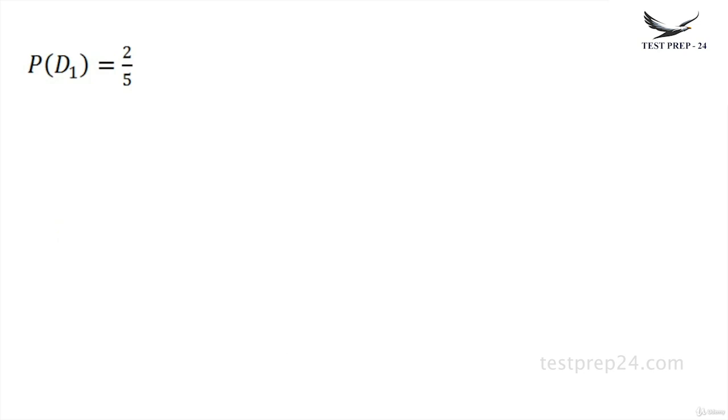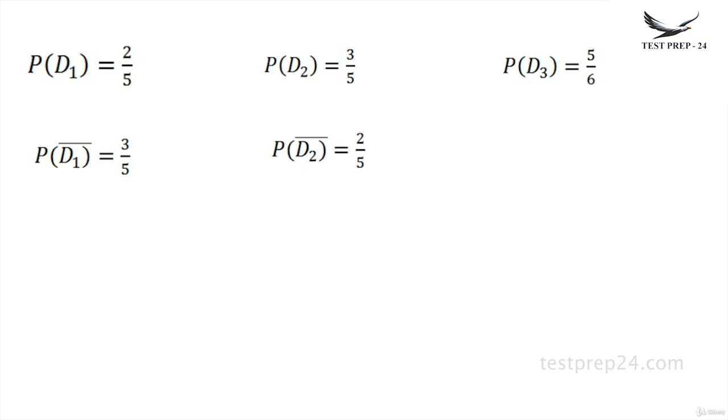The probability of rain on first day is 2 by 5, on second day is 3 by 5, and on third day is 5 by 6. The probability of no rain on first day will be 1 minus 2 by 5, which equals 3 by 5. Similarly, the probability of rain on second day is 3 by 5, so no rain on second day is 1 minus 3 by 5, which is 2 by 5. And similarly for third day it is 5 by 6, so no rain on third day is 1 minus 5 by 6, which equals 1 by 6.